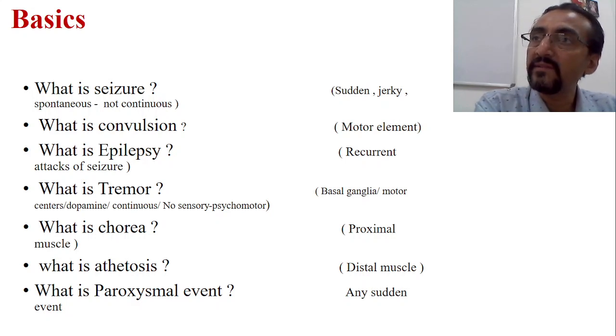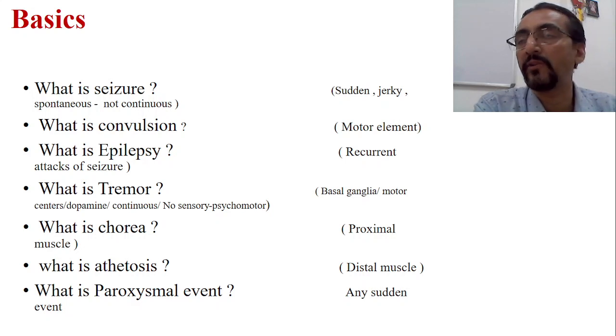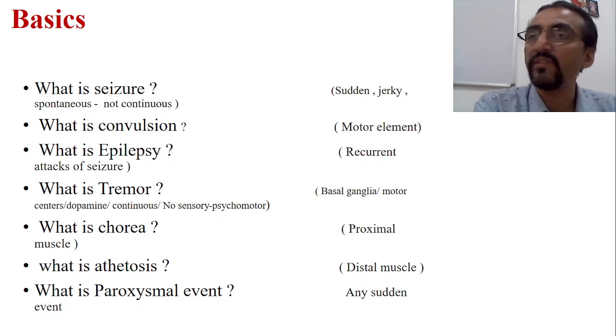Seizure is that condition where there is an abnormal electrical discharge leading to sudden, jerky, atypical, spontaneous, haphazard movement of the body, involving abnormality of the motor system, sensory system, and autonomic nervous system, and that event is called seizure. So three things should be there.